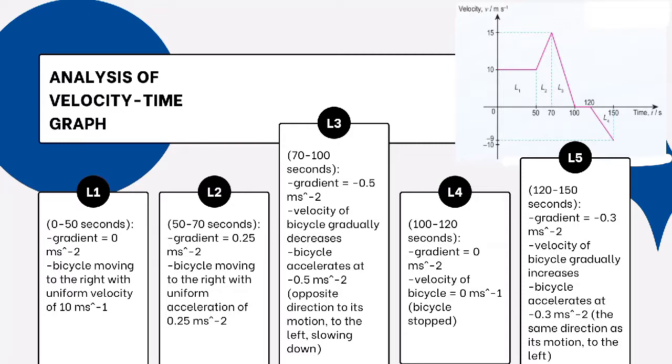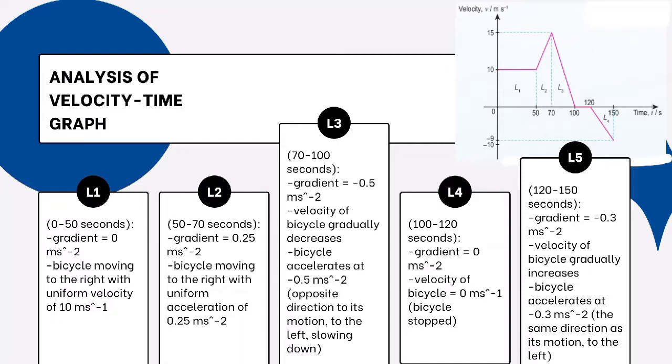For L3, which is 70 to 100 seconds, the gradient of the line is negative 0.5. The velocity of the bicycle gradually decreases. The bicycle accelerates at negative 0.5 meters per second squared, which is in the opposite direction to its motion, to the left, which means it is slowing down. For L4, which is 100 to 120 seconds, the gradient of the line is 0. The velocity of the bicycle is 0 meters per second, which means the bicycle has stopped.